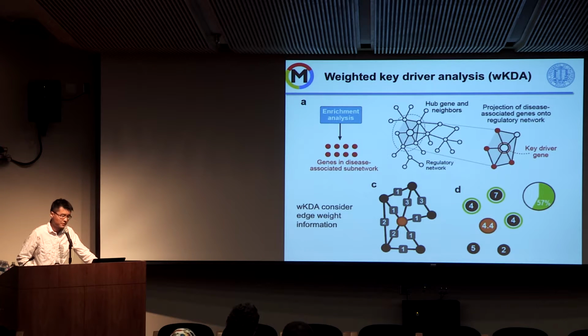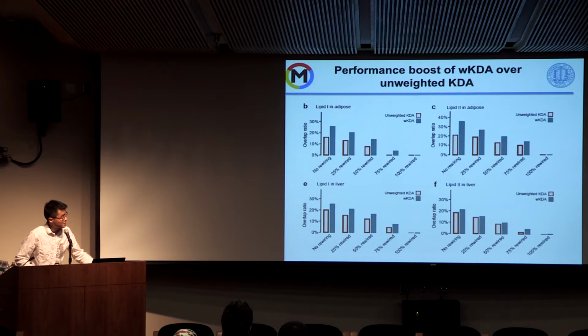The advantage of incorporating edge weight is that it makes the prediction of key drivers more robust, as can be seen by the simulation result here. The green bar here is the performance of WKDA, while the white bar here is the unweighted KDA. So we see that WKDA has consistently better performance across different data sets and across different tissues. The performance is always better than the unweighted version of KDA.